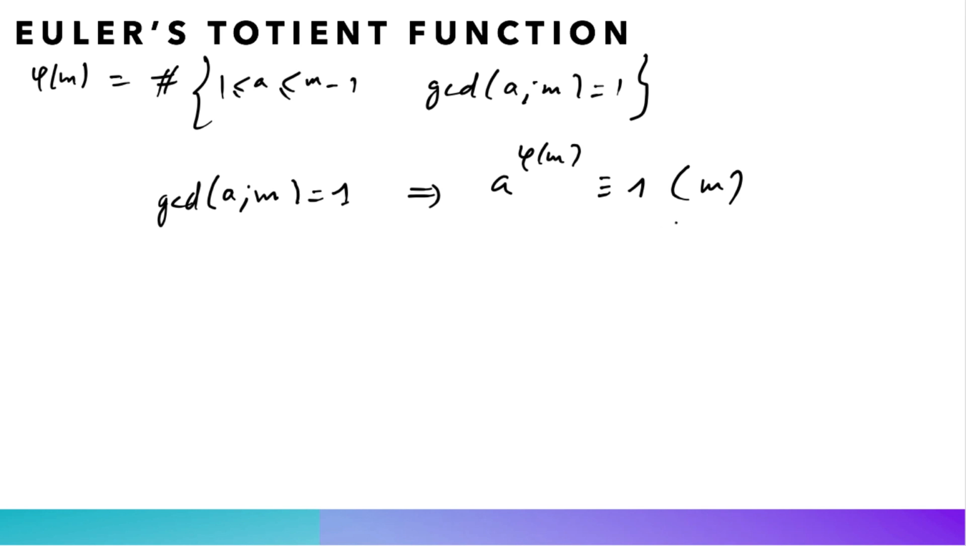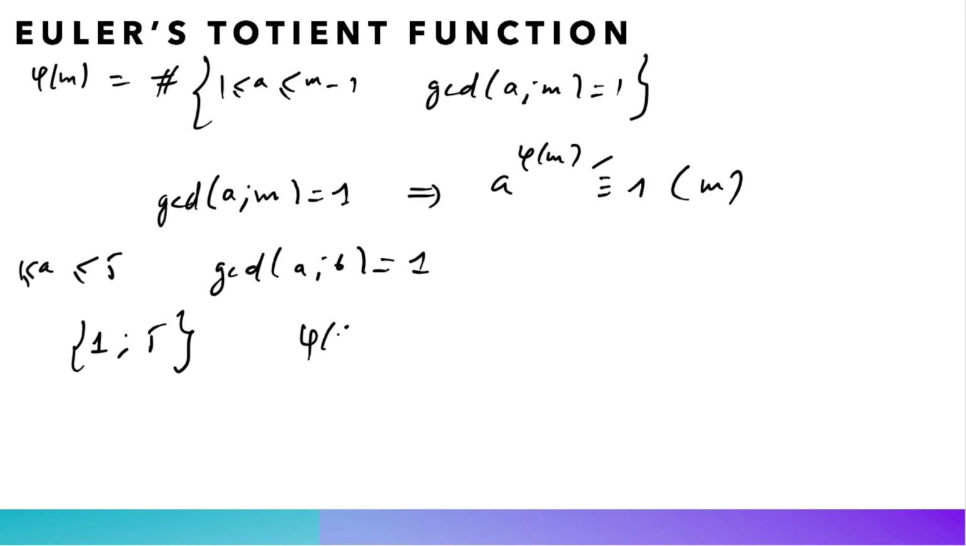So in order to apply Euler's theorem every time, one needs to compute phi of m. For instance, if we would like to compute phi of 6, we will have to find all the elements a which are between 1 and 5, which is 6 minus 1, such that the GCD of a and 6 is equal to 1. Now we know that the GCD of 1 and 6 is equal to 1. The GCD of 2 and 6 is not equal to 1, so 2 is not part of this list. 3 is not part of the list too because the GCD of 3 and 6 is not equal to 1. 4 is not part of the list because the GCD of 4 and 6 is not equal to 1. And finally, 5 is part of the list because the GCD of 5 and 6 is equal to 1. So we find here that phi of 6 is equal to 2.